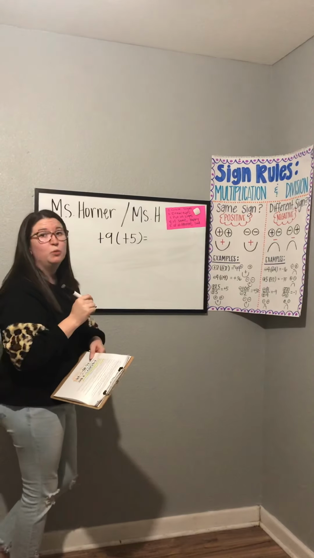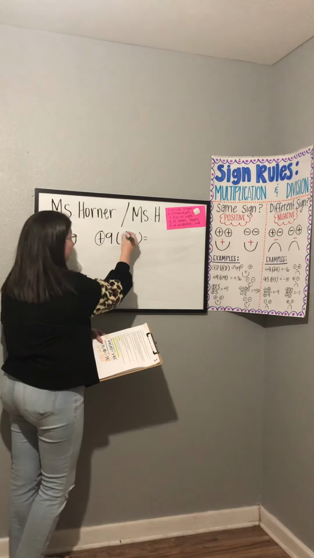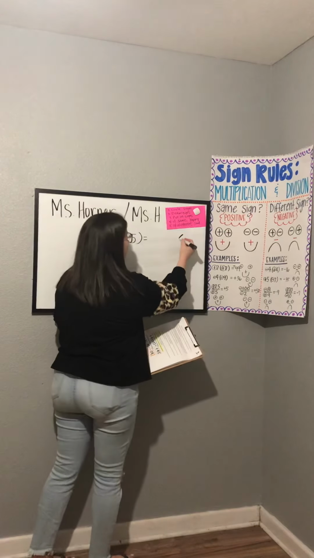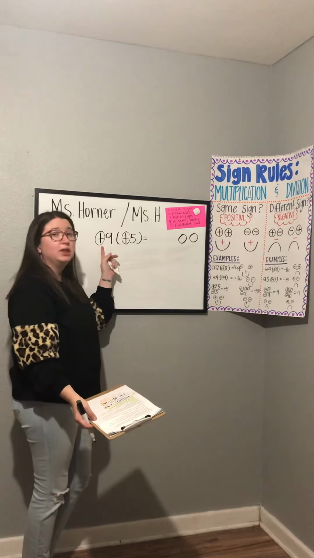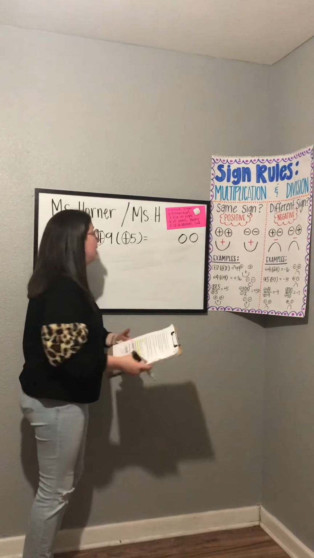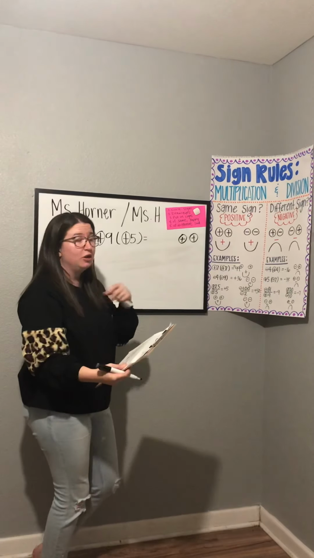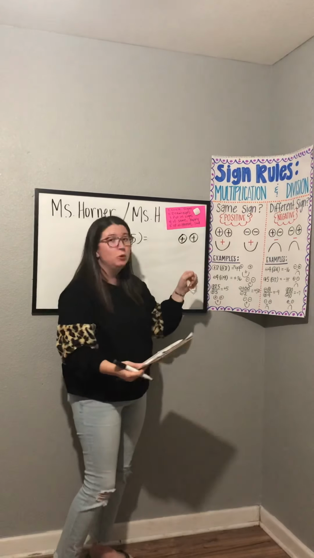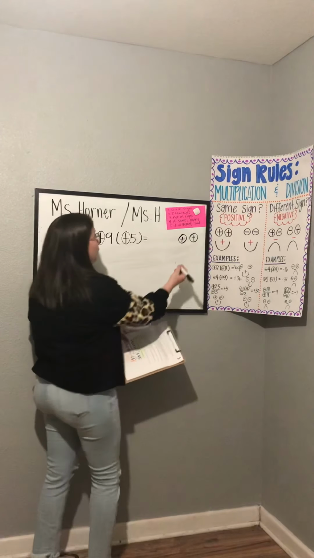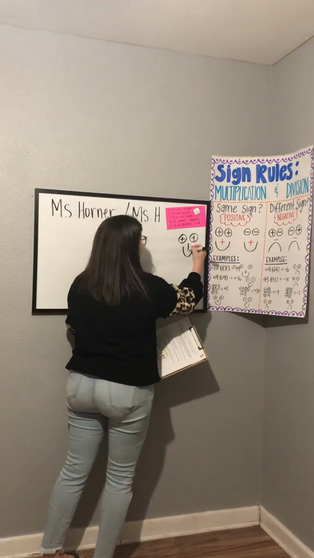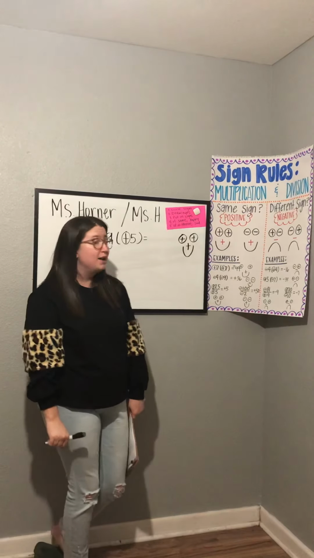Step number 1, we are going to circle our signs. So we circle and circle. Step number 2, we're going to draw our eyeballs. Step number 3, we are going to put these signs inside of our eyeballs. Now we have to ask ourselves, are these signs the same or are they different? For this example, they are the same. So we will add a happy face and a positive nose, which indicates that our answer will be positive.